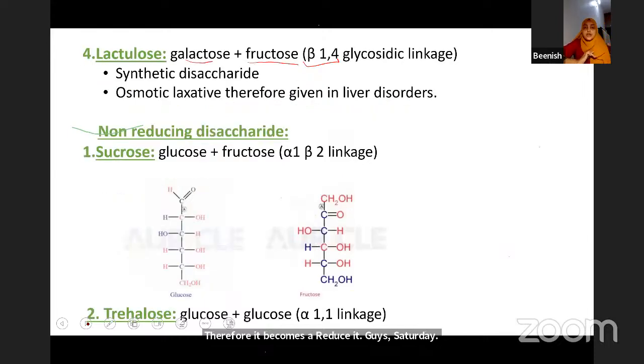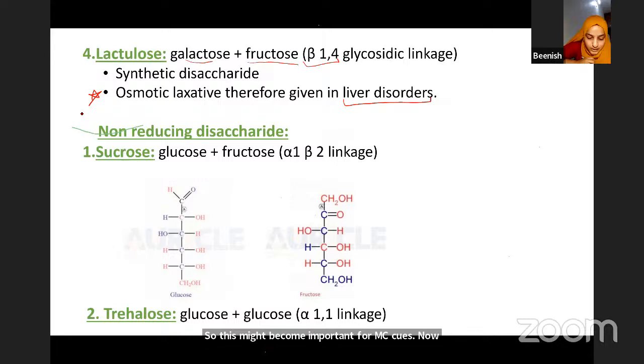Okay. Now, your lactulose is a synthetic disaccharide and it also acts as an osmotic laxative. Therefore, it is given in liver disorders. So, this might become important for MCQs.